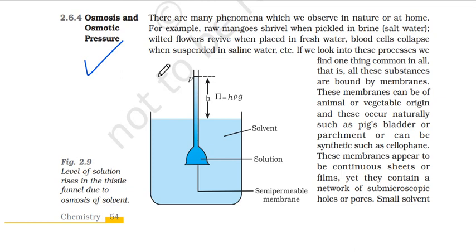If we look at these processes, we find one thing common in all of them. All these substances are bound by a membrane. So a membrane is necessary. They can be of animal or vegetable origin. These occur naturally as pig's bladder or parchment, or can be synthetic such as cellophane. Cellophane can act as a membrane even. These membranes appear to be continuous sheets or films, yet they contain a network of microscopic holes.